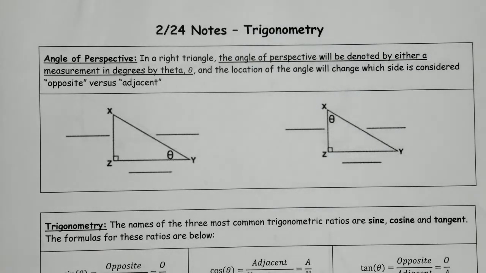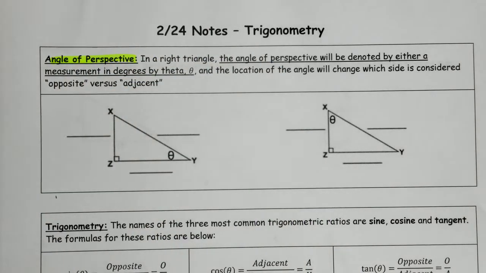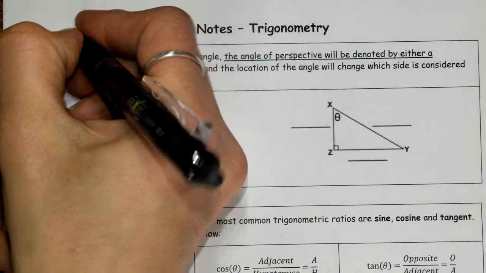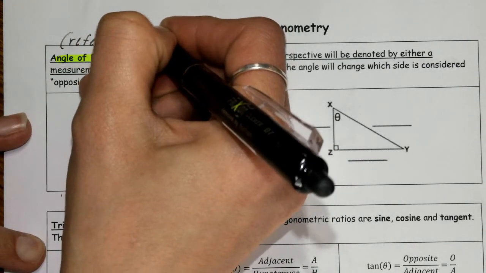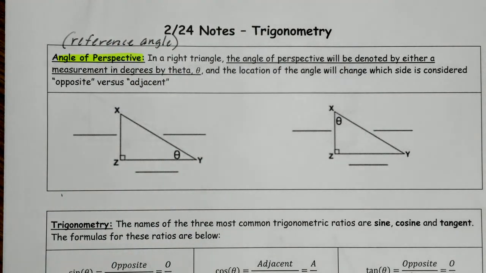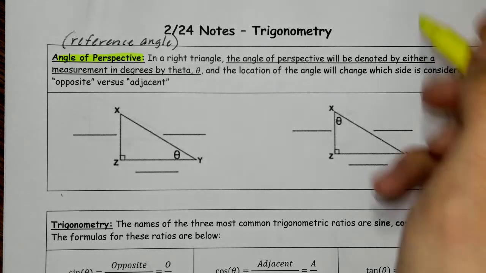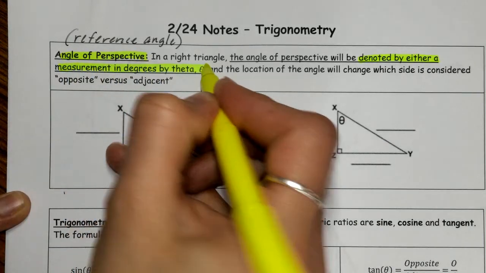First thing I'll talk about with trigonometry is what we call the angle of perspective. This is also known as a reference angle. You'll hear me call it a reference angle. Make sure you're pausing if I'm going too fast. This is the angle that you're basically standing at, and you'll understand this in a minute, but it's going to be denoted by either the measurement in degrees or by what's called a theta.